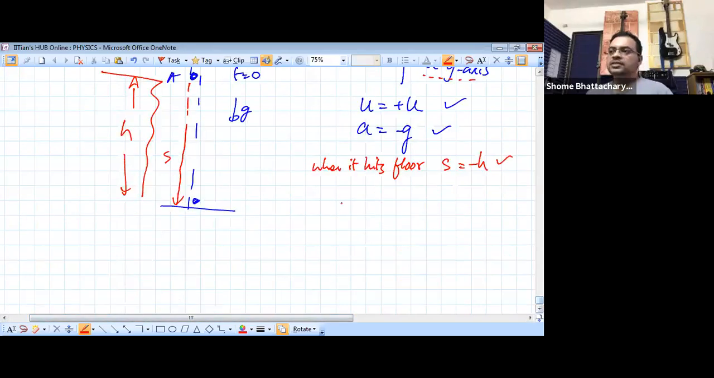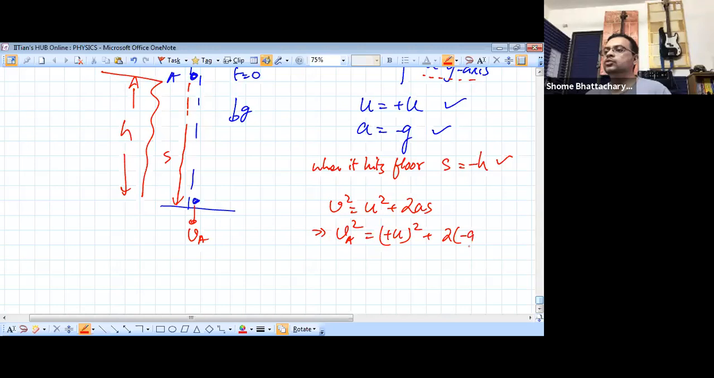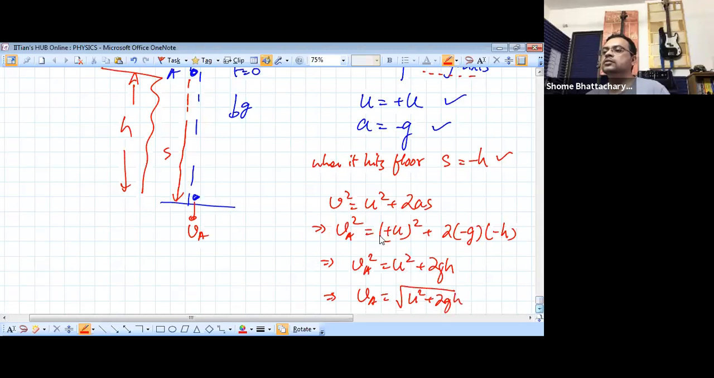So what is the relationship? v squared is equal to u squared plus 2as. The final velocity with which it is hitting is, say, VA. So VA squared will be equal to (plus u) whole squared plus 2 into the acceleration, which is minus g, into the displacement, which is minus h. So VA squared is equal to u squared plus 2gh. So the formula for VA is square root of u squared plus 2gh.